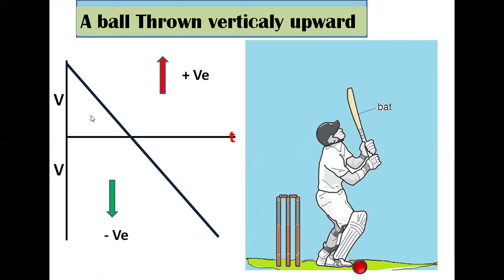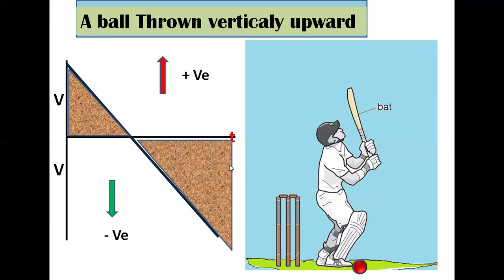Because this portion has a smaller triangle, this area is smaller, and it means the distance covered by the ball while going up when it was thrown by the bat was smaller. And when it falls, because it goes to the ground, it covers more distance while falling. So this area is bigger.